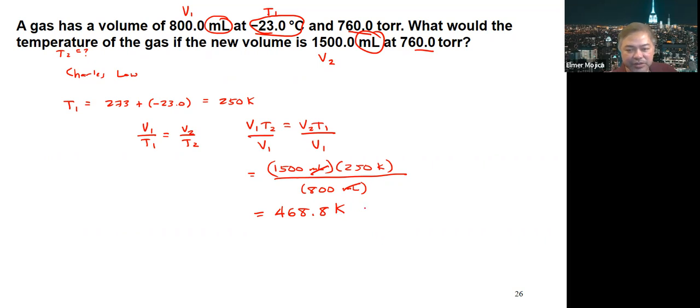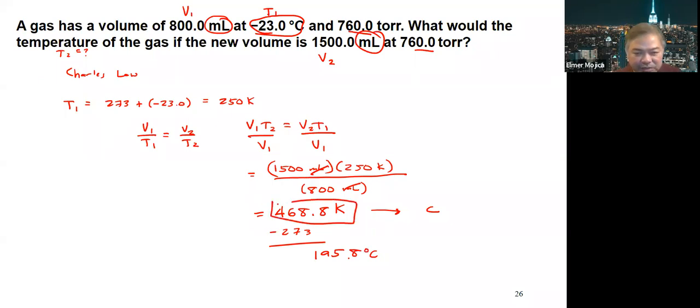Now if we're going to convert it to Celsius, we just subtract 273. If we do that, the temperature that you get is around 195 point, Celsius. So these are the possible answers that you have, depending on what unit you're being asked for.